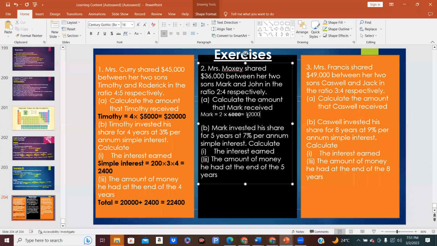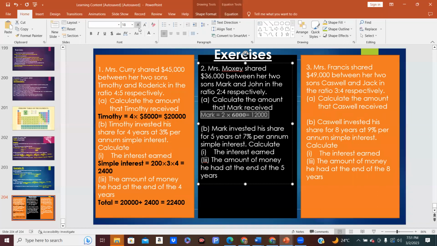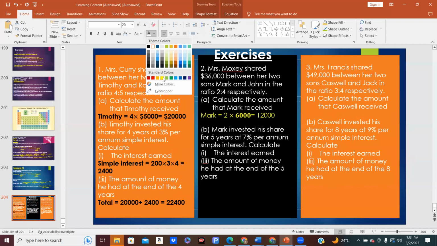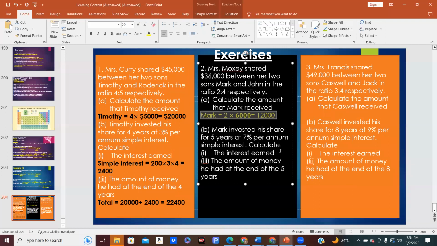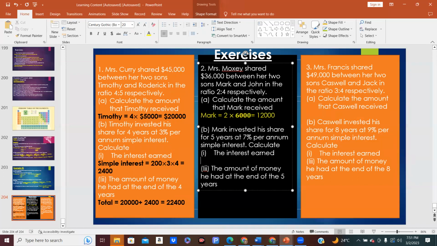Good. After we get to 12,000, what do we do? Then you would have to do B, which is simple interest equals 12,000 times 7 times 5 over 100. And you'll have to cross out the zeros, which would give you 120 times 7 times 5 over 1. What do we get when we multiply that?